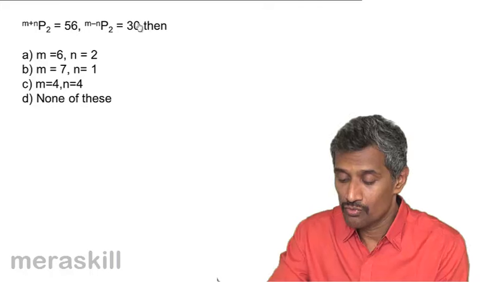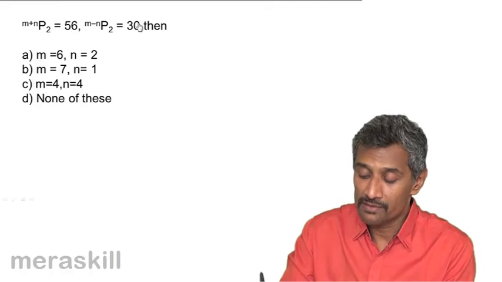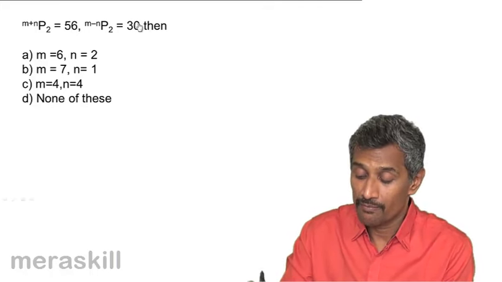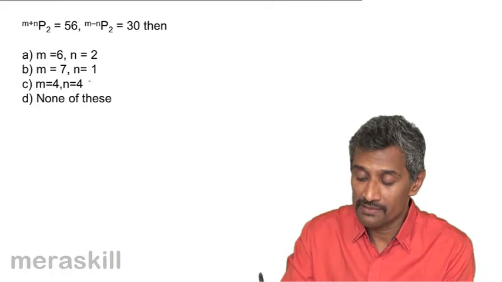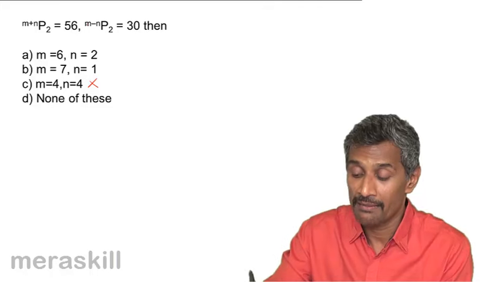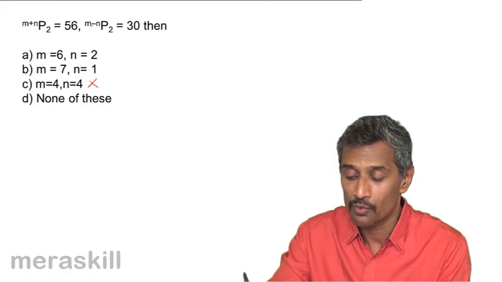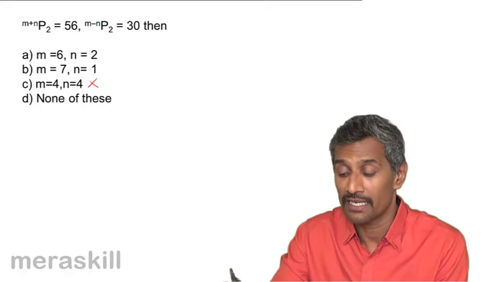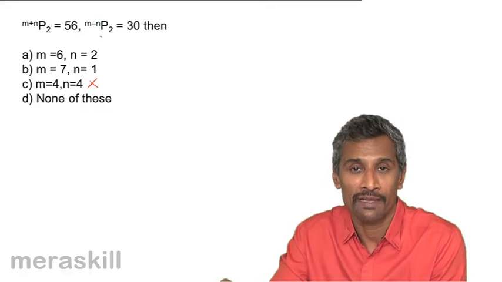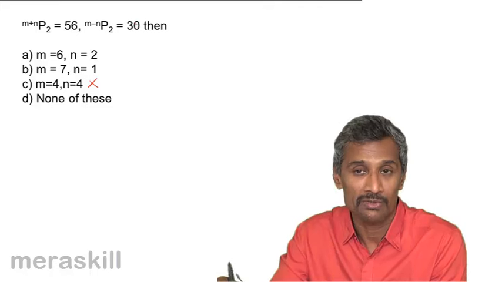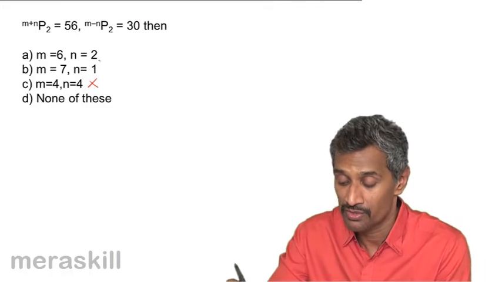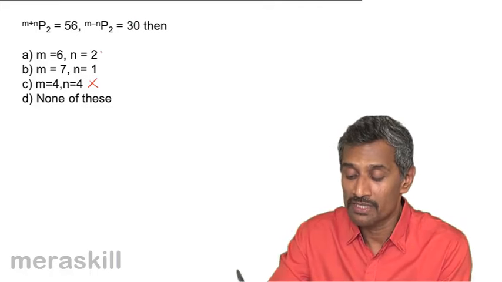Now, in all possibilities, this is not possible because m minus n P 2 would make, if m is 4 and n is 4, you'll get 0 P 2. It's like selecting 2 items out of no items, which is never possible to be 30 because it's an absurd situation. So it could be all probabilities this or this.